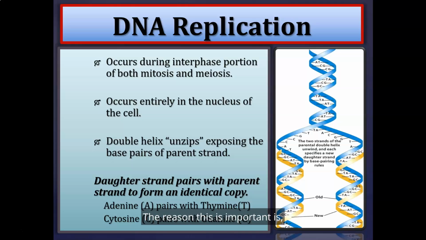The reason this is important is that during cell division, we must have the new cell. Once we get to the conclusion of cell division, the new cell is also going to need an entire set of the genome, all 46 chromosomes. So that's why DNA replication must occur during interphase to prepare for cell division.